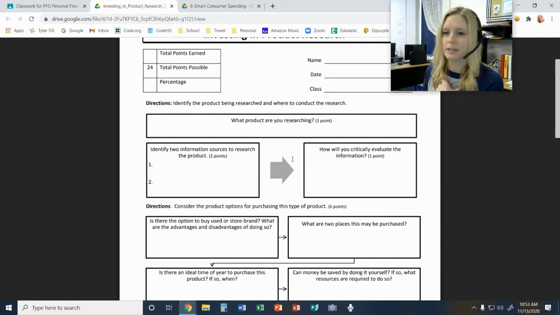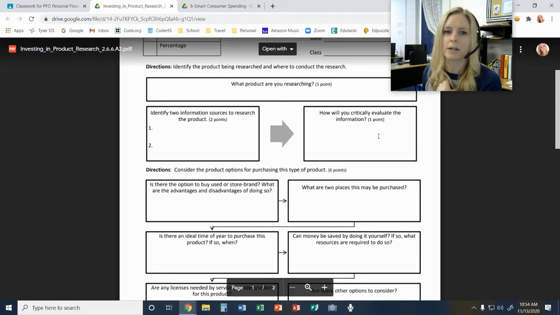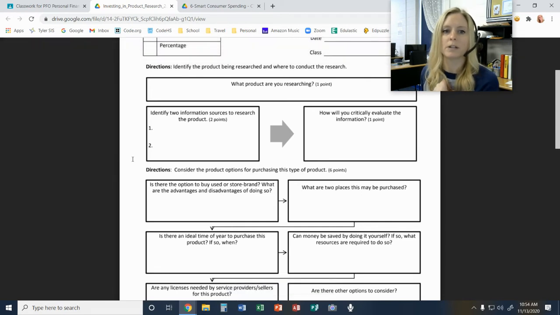How will you critically evaluate the information? So, going back to the slides that we talked about on smart consumer spending, you're looking for, making sure that the reviews are fact based and they're current. And looking at, is the seller a reputable seller and things like that. So that's the kind of information that you're writing right there, whatever applies to your product.